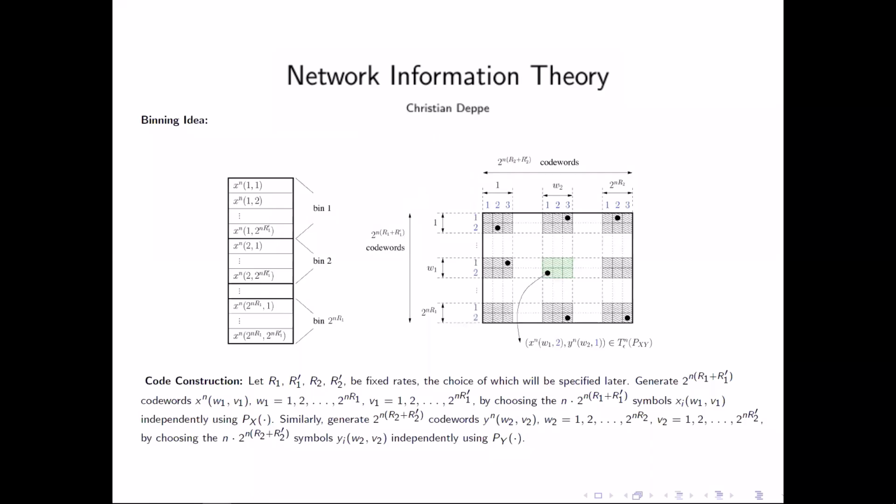We start with the direct part of the proof. So it's not possible just to use random coding. But what was the idea of Wolf and Slepian? The idea was that they don't generate one code word for each index, but they generate several code words for each index. So in this case, they generate 2^(nR1') code words for each index.